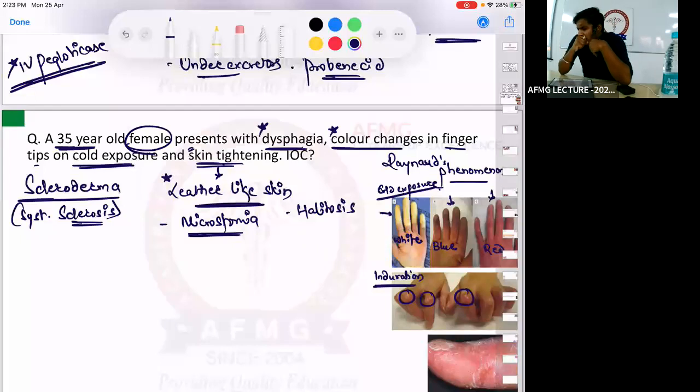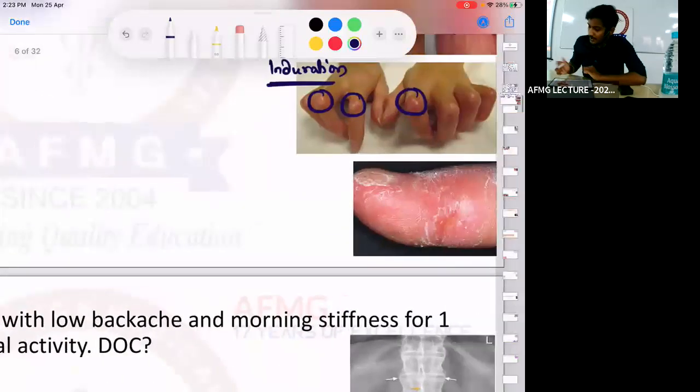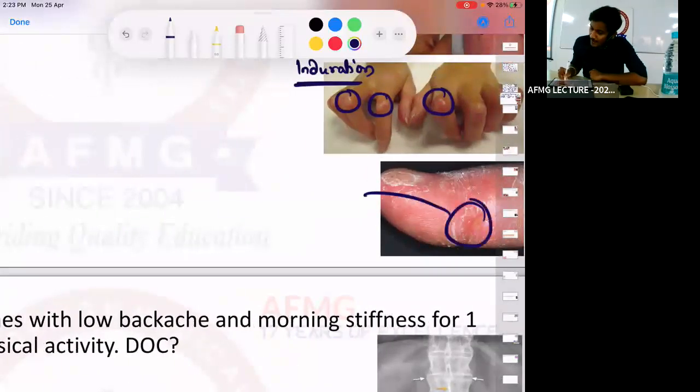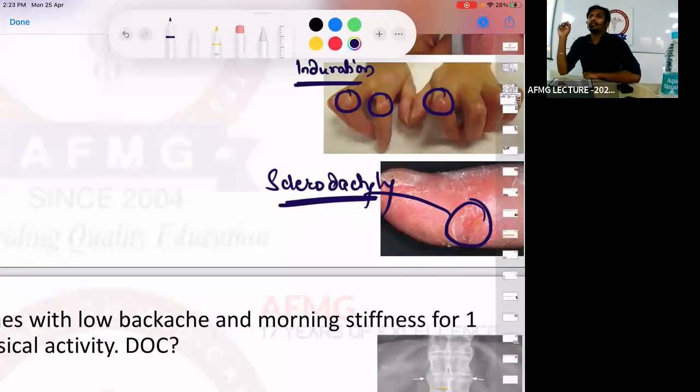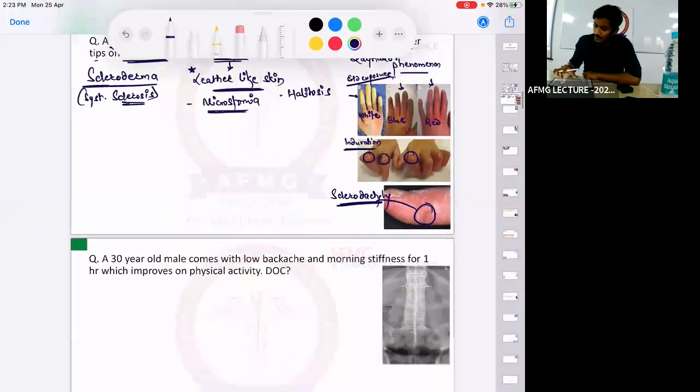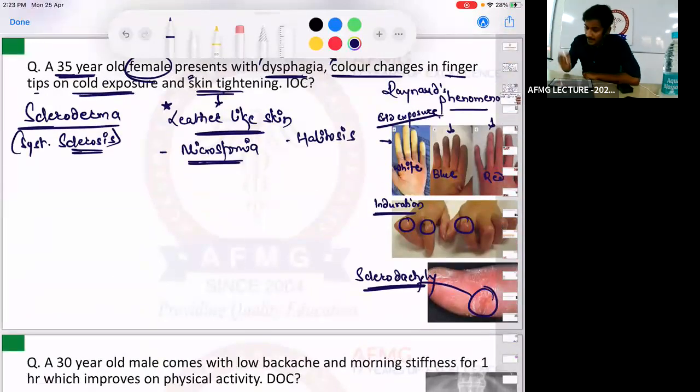Important. Apart from that, you can see there would be pitting scars on the volar aspect of the finger, and these pitting scars on the volar aspect of the finger are called sclerodactyly. All of these features would be seen, along with esophageal dysmotility. And as there is esophageal dysmotility, again the patient will complain of dysphagia.